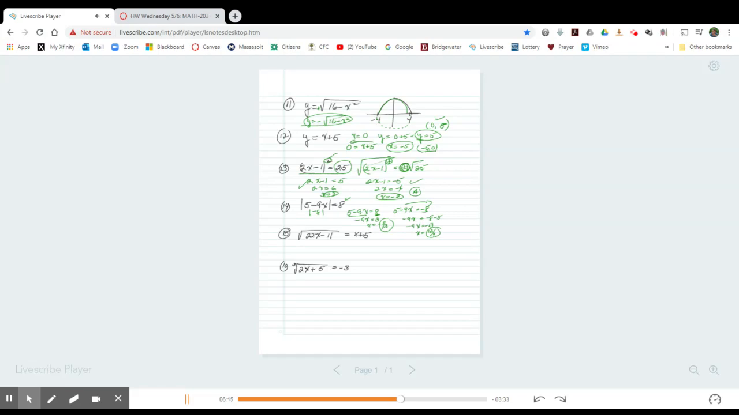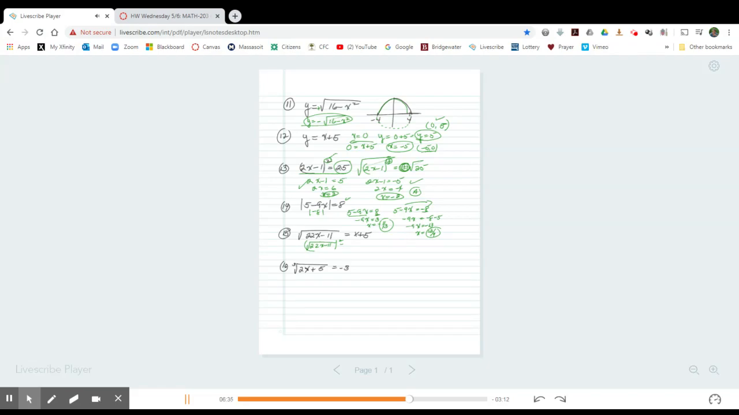All right, 15 is kind of similar to 13. In 13, we took the square root to get rid of the square. Here we have the square root, so I'm going to square both sides.